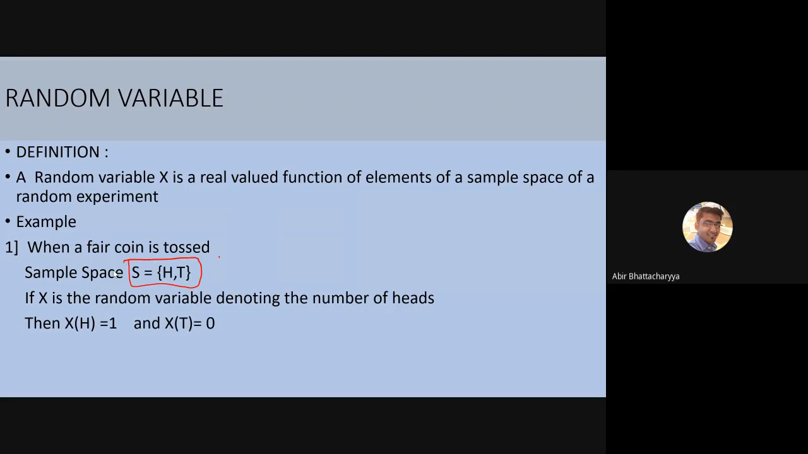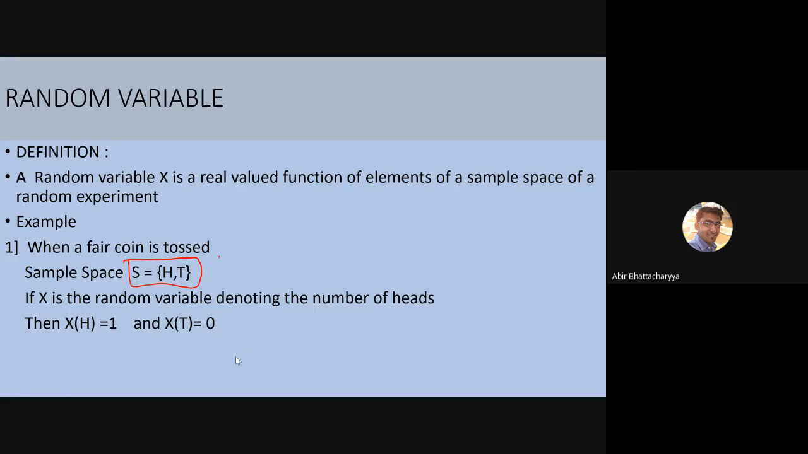Okay. So now X of H equals 1 and X of T equals 0. Okay. It means we can allocate any random number, 1 and 0. If a head is tossed, then we say the random number is 1, and if a tail is tossed, tail means fail, right? Because we have already denoted that X is a random variable denoting the number of heads.